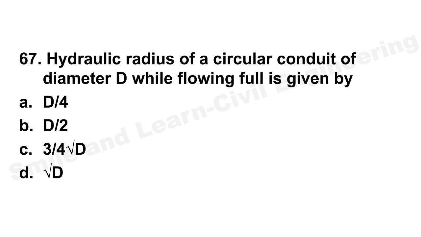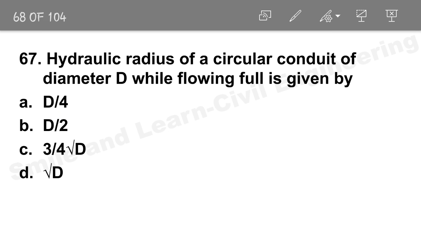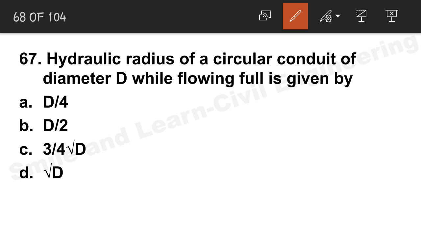Question number 67. Hydraulic radius of a circular conduit of diameter d flowing full. So the hydraulic radius will be d by 4. Option A. Circular conduit, since it will be d by 4.